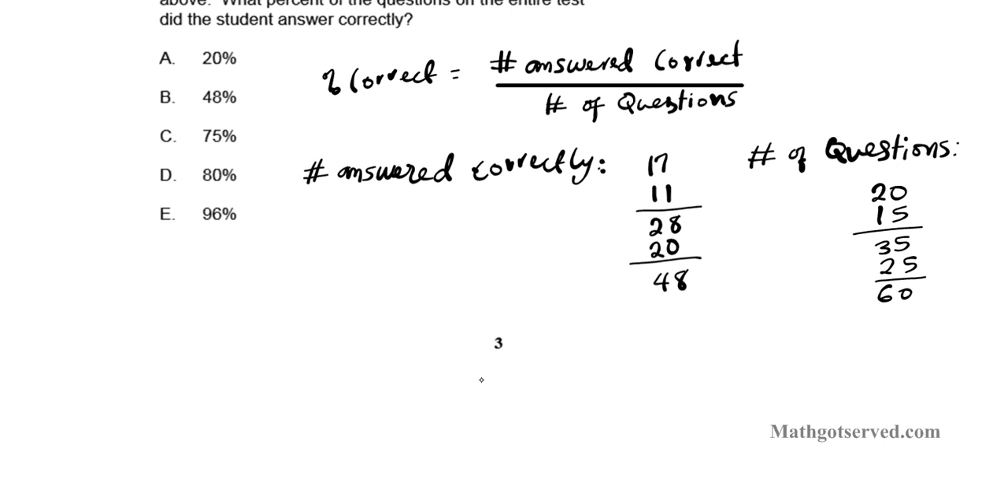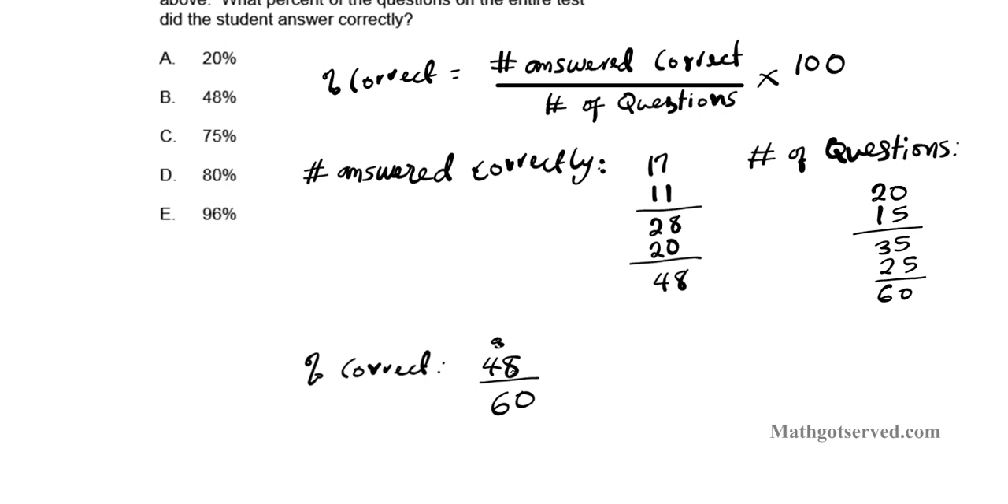So percent correct. First of all, as a fraction, it's going to be the total number answered correctly, which is 48, divided by the total number of questions, which is 60. Okay? So if you want to convert this fraction to a percent, we have to multiply it by 100. Okay, so that changes it into a percent.